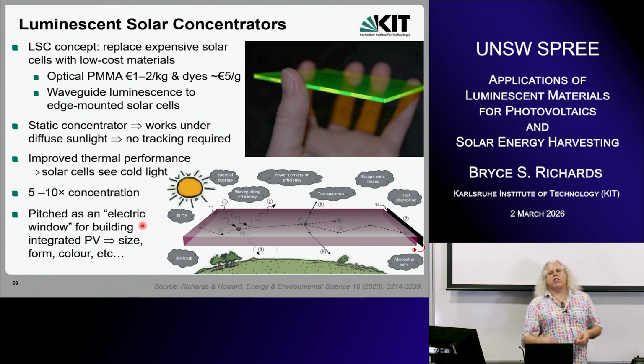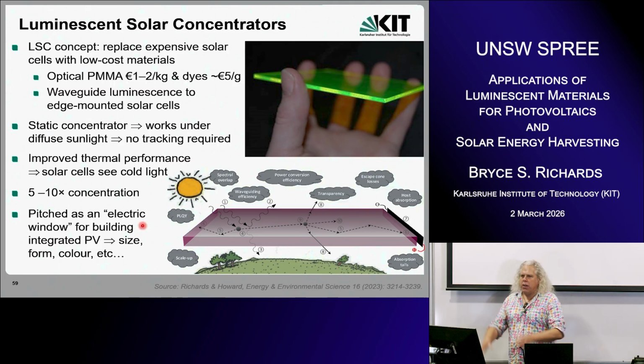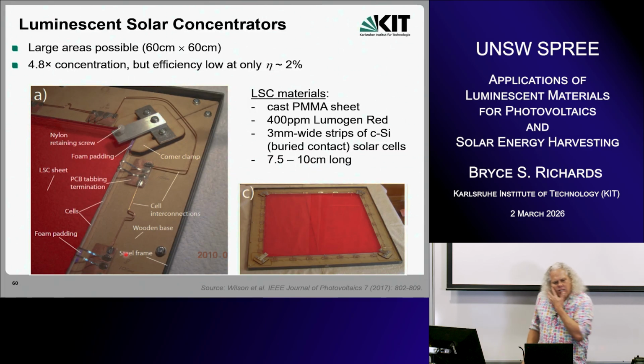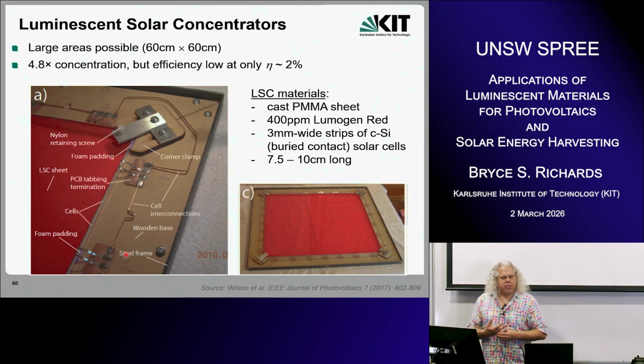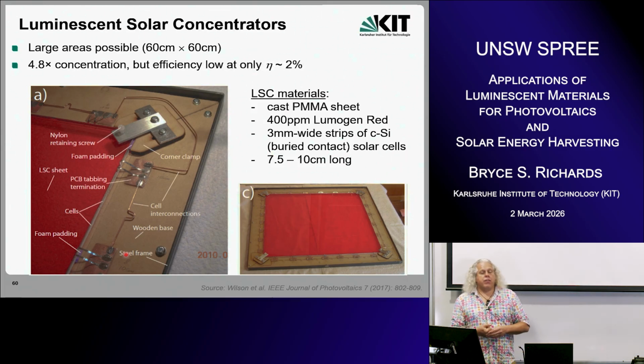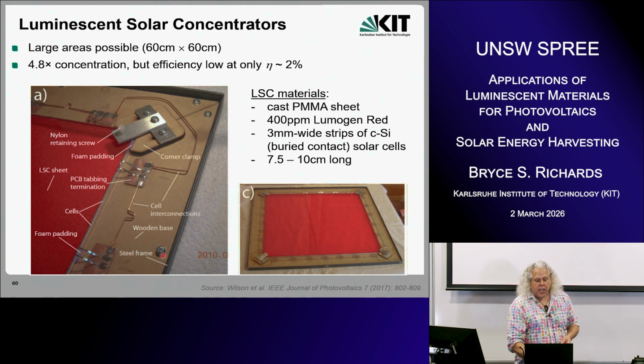And this is often pitched as an electric window technology because they don't want to compete with PV directly. They say you could have this window installed in your building. Yes, it would obviously have some color in it, your window. So let's see how that looks. So we started making these, a PhD student at the time in Edinburgh. He made some, what at that stage, I think were the largest LSCs that had been made in the world. They were 60 by 60 centimeters. They had an optical concentration of nearly five times enhancement, which is good, but the efficiency was pretty low at about 2%.